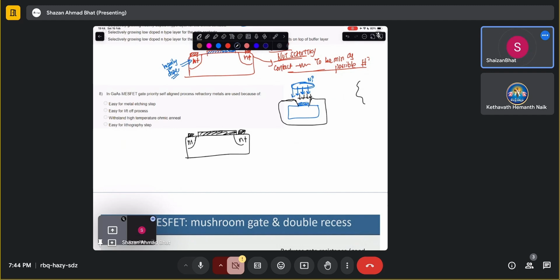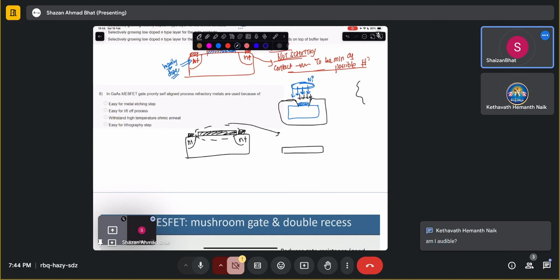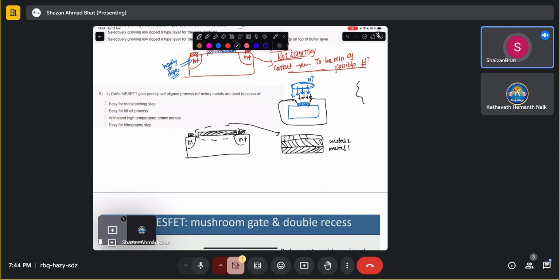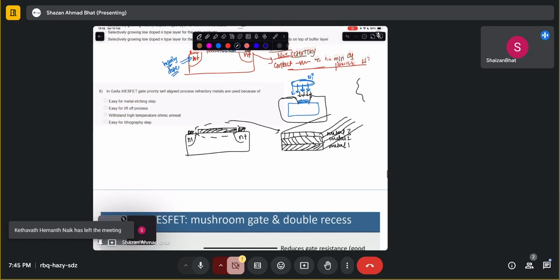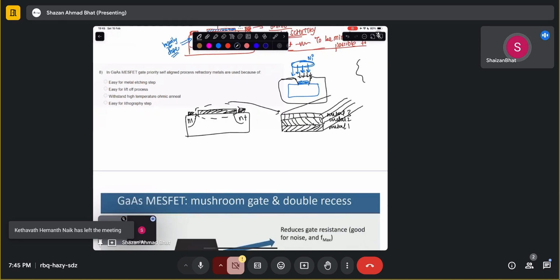What you consider, if you zoom it, this is a metal, this is metal, and this actually is made up of different layers of the metal. This is metal 1, this is metal 2, and this is metal 3. Okay, this is like this. So these are made up of stacks of materials, stacks of metals.